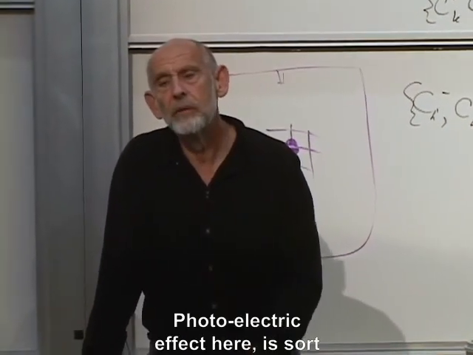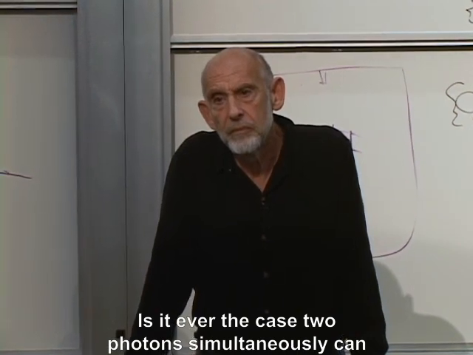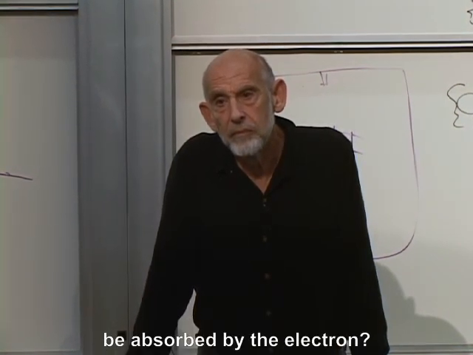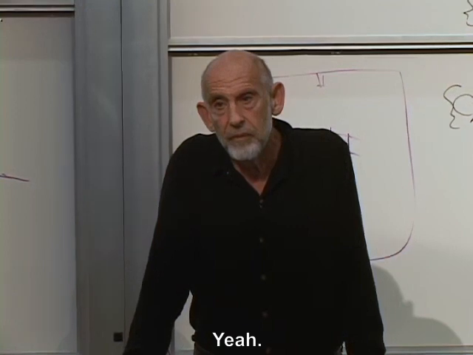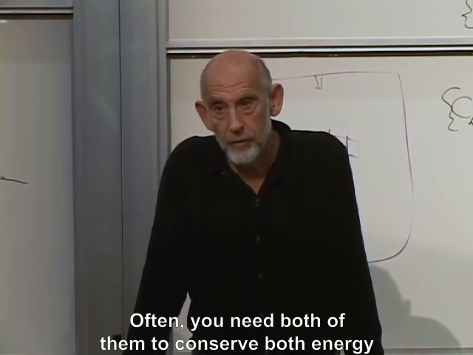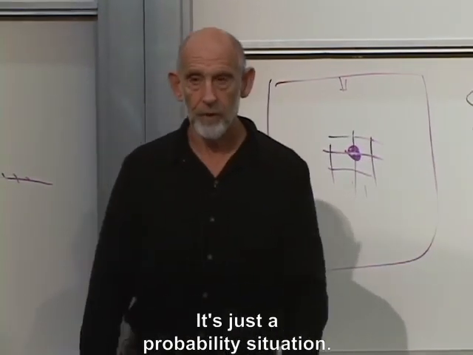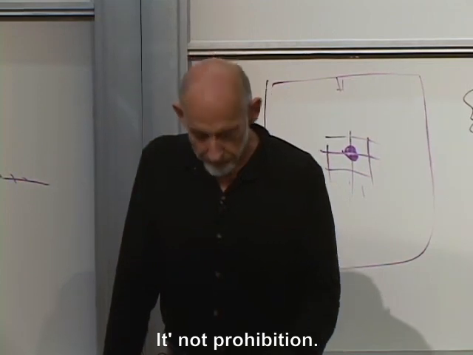Another question. Photoelectric effect here is sort of what we're talking about. Is it ever the case that 2 photons simultaneously can be absorbed by an electron, where either one of them wouldn't do it, but both of them will? Yeah. Often you need both of them to conserve both energy and momentum. It's just a probability situation. It's not prohibition.